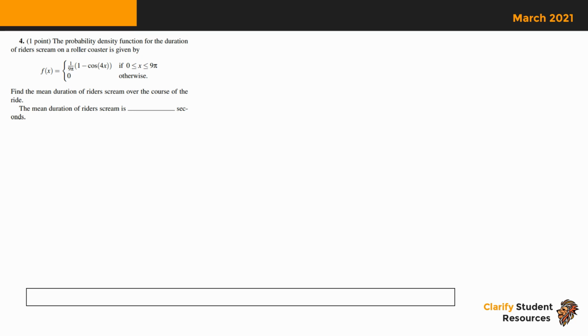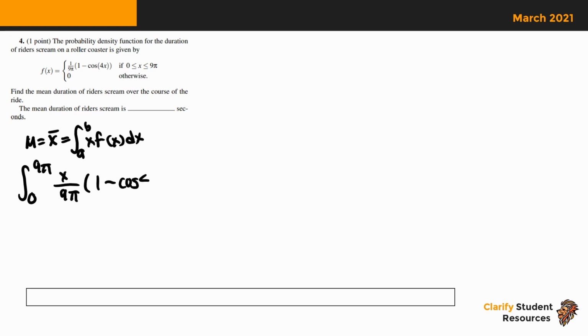Okay, so this question is basically going to be asking us for the mean. And what we know about the mean is that mean is equal to mu or x bar. And this is basically going to be integrating the PDF across its domain, so a to b, f of x dx, and there's going to be an x here. So in this case, the range is 0 to 9 pi. So we're going to be integrating from 0 to 9 pi, and we're going to throw in an x over 9 pi, and then we're going to have 1 minus cosine 4x dx.